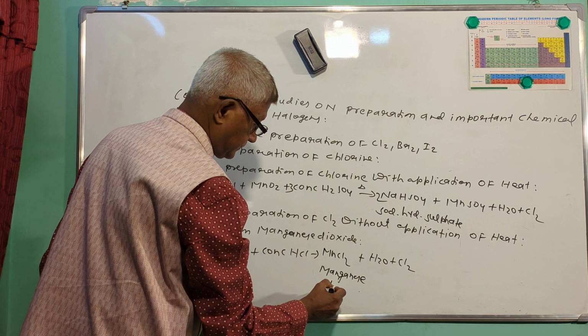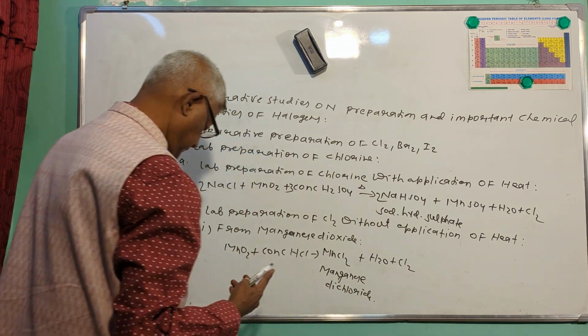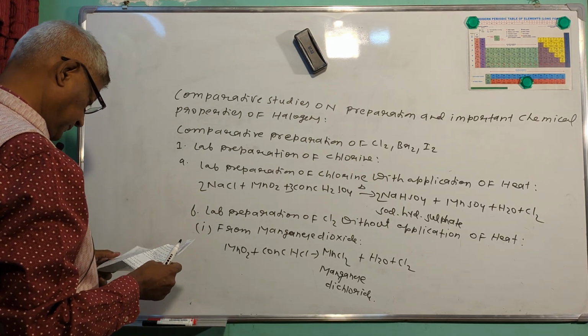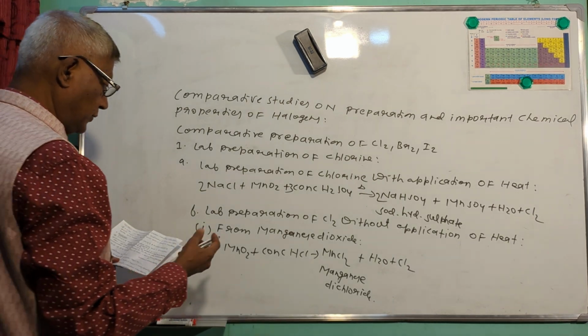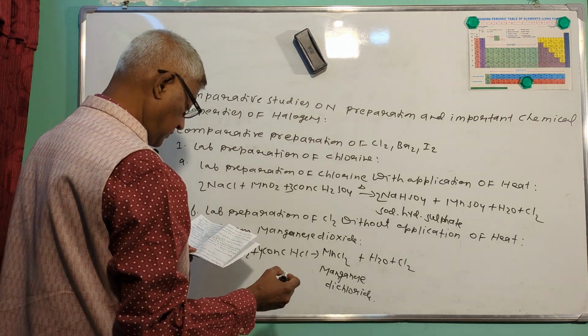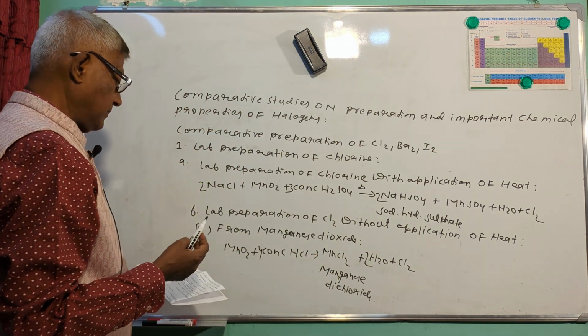That is manganese dichloride. Yes. So balance is like this: 4HCl, MnCl2 and 2H2O. Yes, that is the balanced chemical equation.